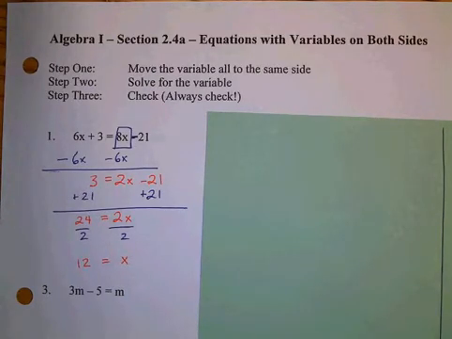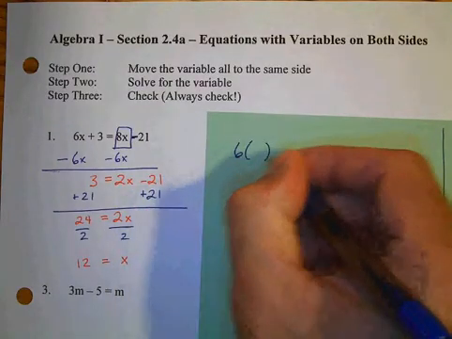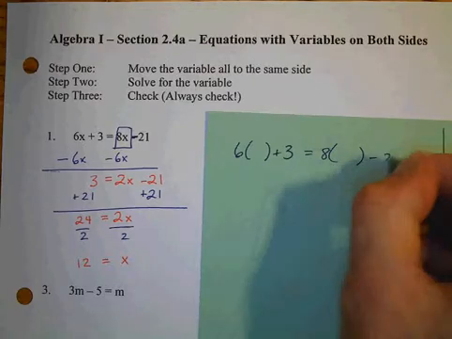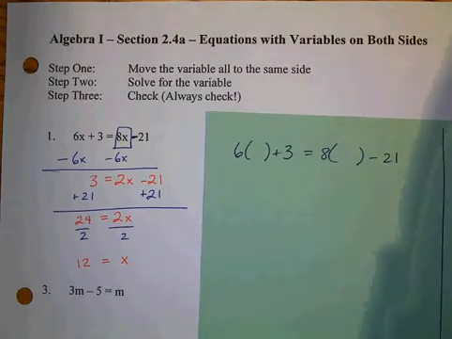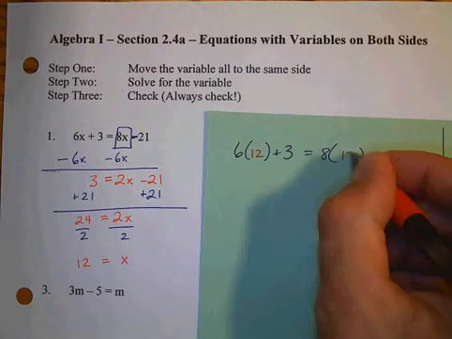Remember, when we check a problem, we recopy the original problem exactly as it was written, except replace the variables with parentheses. And so here I have recopied it exactly and replaced my variables with parentheses. Now I'm going to put in the value 12 for each of my parentheses.